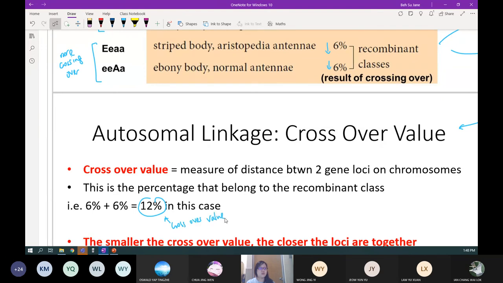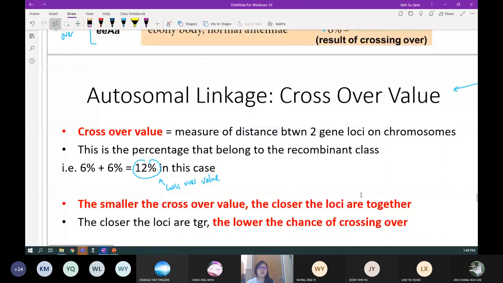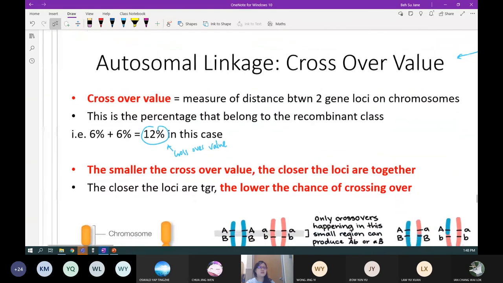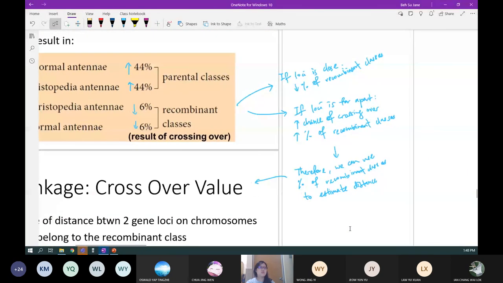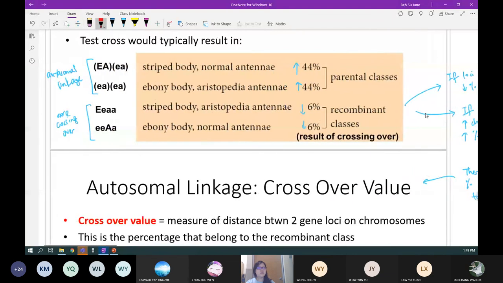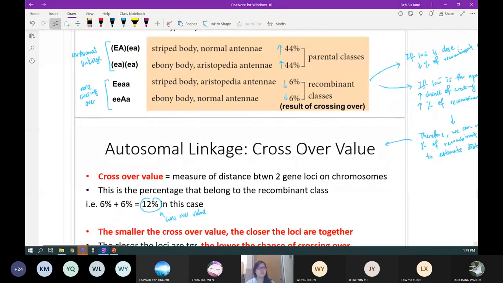And obviously, if we have a small crossover value, this means the loci are closer together, because the closer the loci are together, the lower the chance of crossing over. Okay, so it makes sense. If the loci are close, there'll be a low percent of recombinant classes, meaning a low crossover value. Now, if the loci are far apart, then there'll be a higher chance of crossing over, a higher percentage of recombinant classes, and therefore a higher crossover value. And that is why the crossover value is used as a measure of distance, and it's calculated from the recombinant classes.